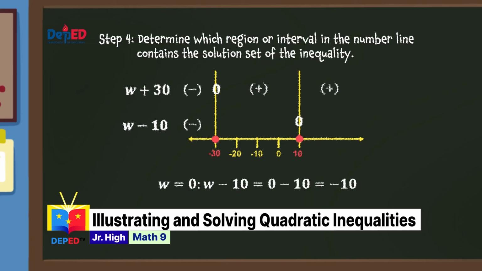In the region between negative 30 and 10, we may use 0 as a test value. And 0 minus 10 is negative 10. This means that in this region where negative 30 is less than w, but w is less than 10, the value of the factor is also negative. In the region to the right of 10, we may use 20 as a test value. 20 minus 10 is equal to 10. This means that in the region where w is greater than 10, the value of the factor is positive.